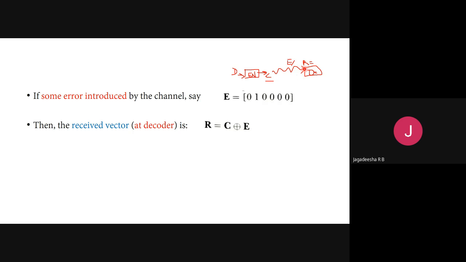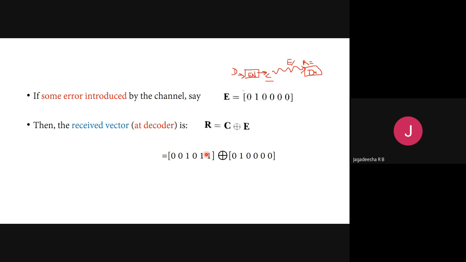Now, based on this value of R, the decoder has to think what was the error. Was there any error? If there was an error, how to correct it? That's the job here. In order to do that, it has to do some mathematical computations. That is, it has to find out some syndrome vector, and also some parity matrix it has to consider.